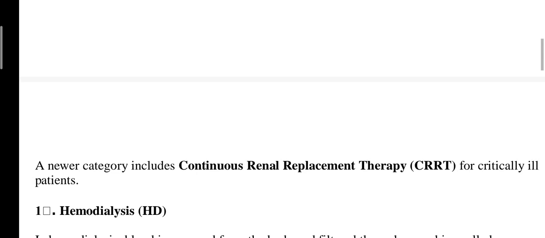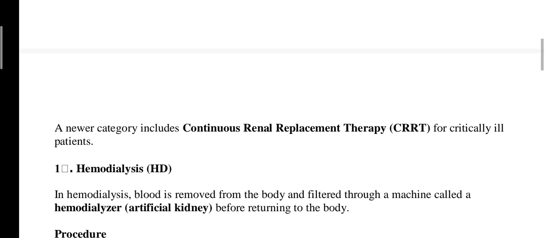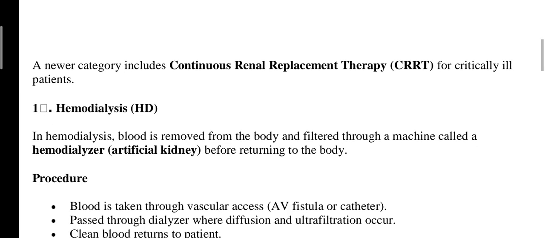A newer category includes continuous renal replacement therapy (CRRT), which is for critically ill patients. First, let's see them one by one.